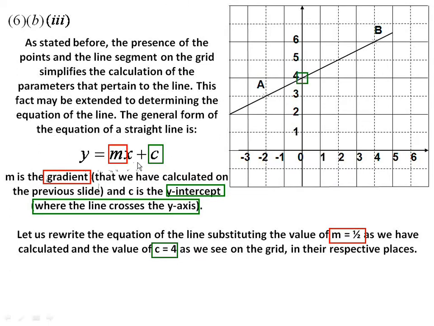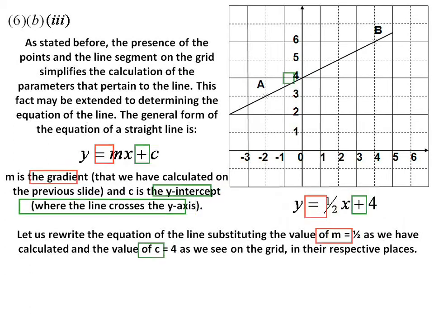Y equal mx plus c. M is the gradient that we have found to be a half, and c is the y-intercept that is equal to 4. So y is equal to a half of x plus 4, and that's all there is to it.